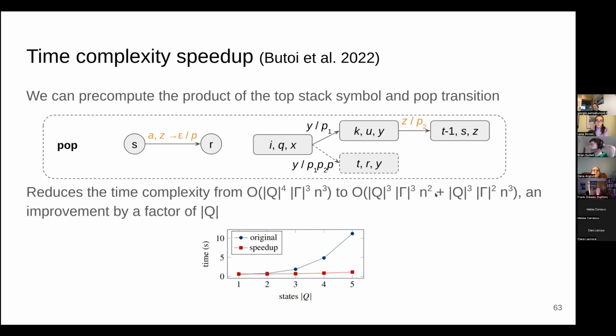But nicely, in a paper we just published at EMNLP, we figured out a trick where we can actually improve the time complexity by pre-computing the product of the pop transition and the top stack symbol. The details aren't too important here, but we get a nice speedup by a factor of Q. And empirically, we see that this actually helps training time a very large amount.